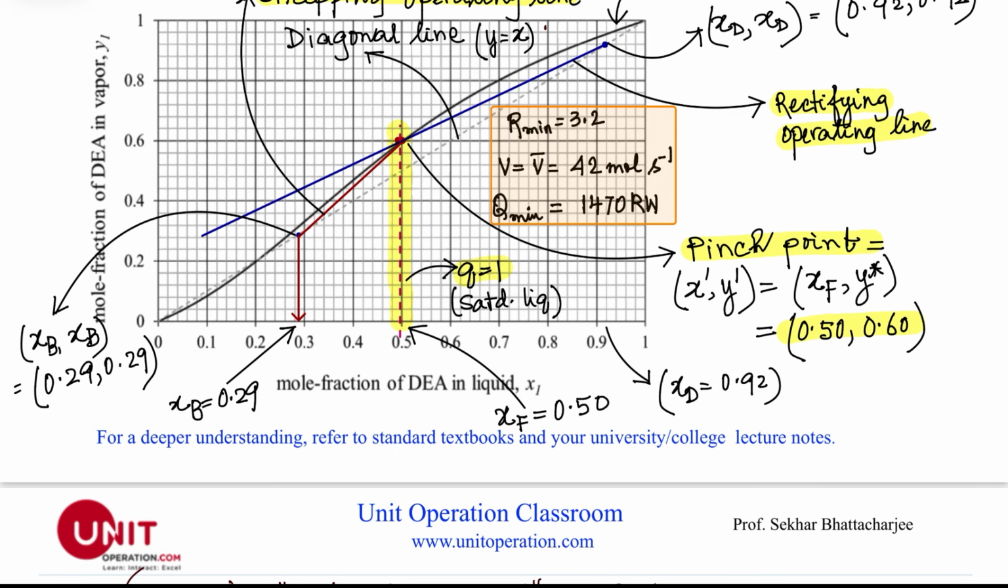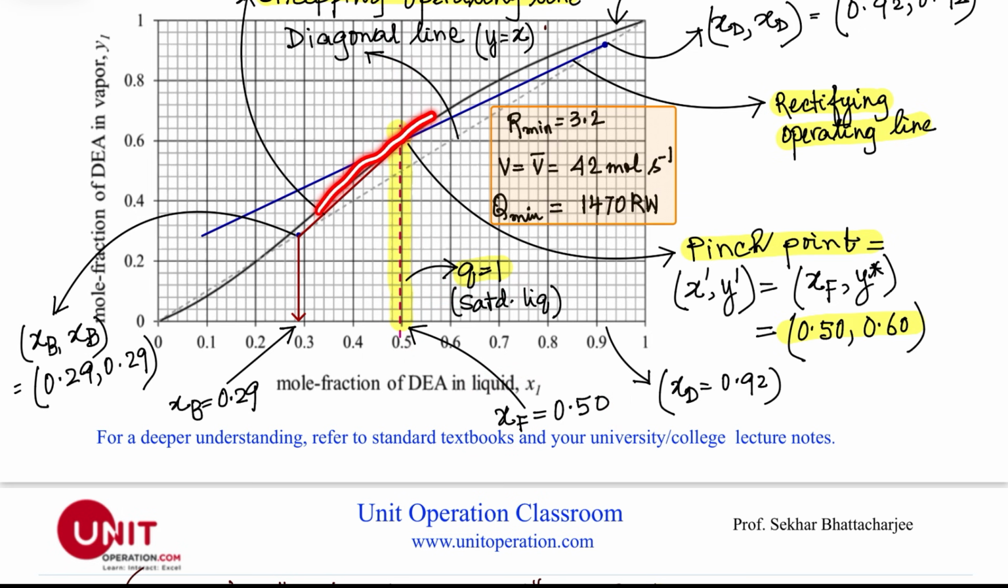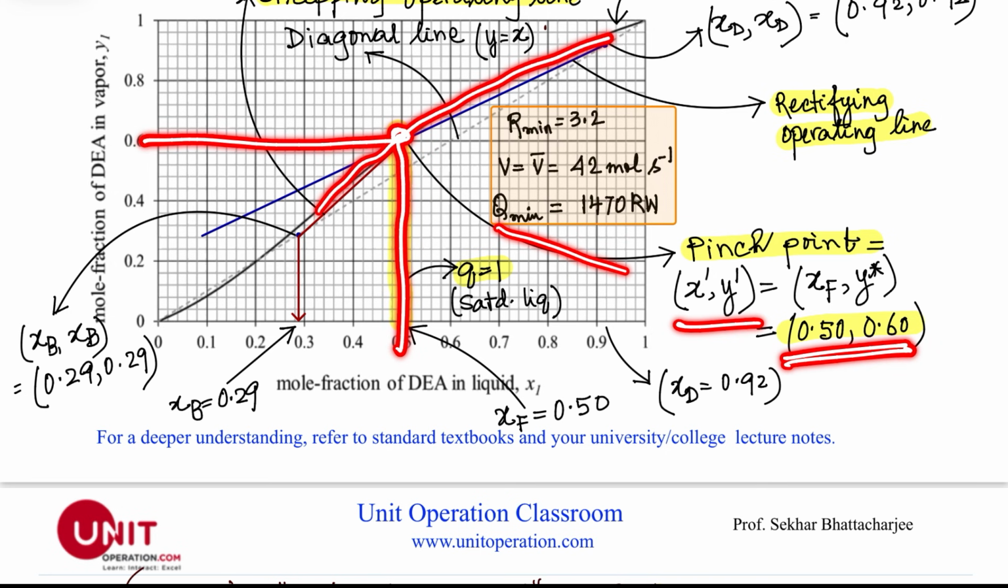Okay, and this is the feed line here. q is equal to 1 because this is a saturated liquid, at 0.50. So this goes here, and this intersects the equilibrium line here, which is 0.50, 0.60. So this is 0.50, 0.60.